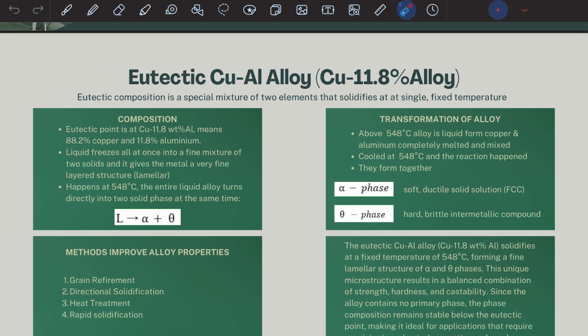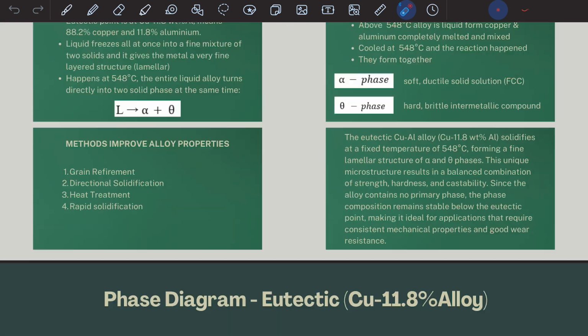And then the eutectic cuprum alloy solidifies at a fixed temperature of 548 degrees Celsius, forming a fine lamellar structure of alpha and theta phase. This microstructure results in a balanced combination of strength, hardness, and castability. Since the alloy contains no primary phase, the phase composition remains stable below the eutectic point, making it ideal for applications that require consistent mechanical properties and good wear resistance.